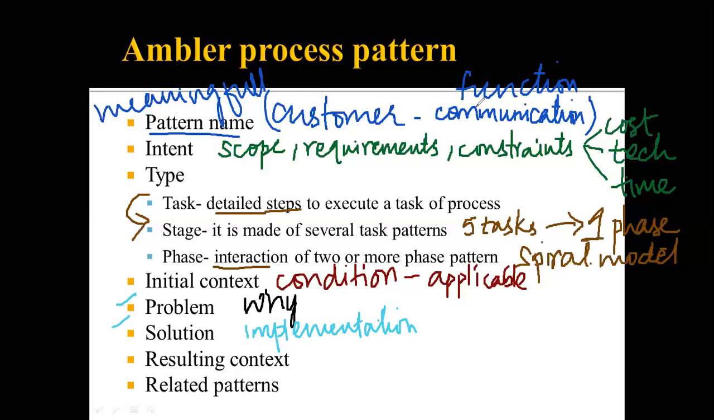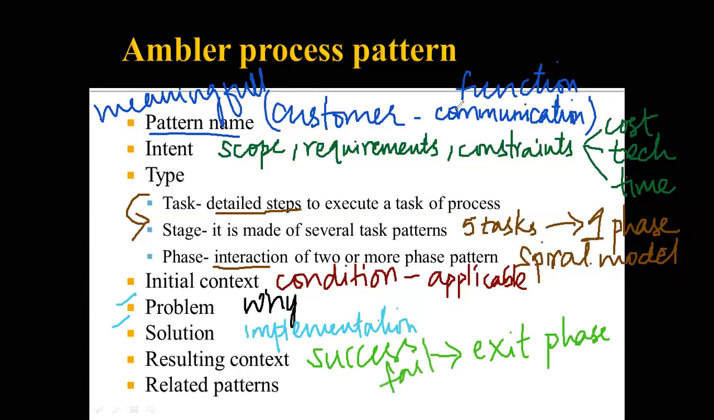Then the next one is the resulting context. Now within this resulting context, it means that when you're using this particular pattern, whether this particular thing was a success, you're going to identify what was the exit phase. Whenever you're developing a particular software, you can get success or you might also fail. So you're also going to write within this whether this was a success or whether it was a fail. Then the last one is related patterns.